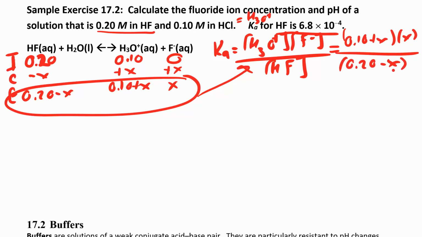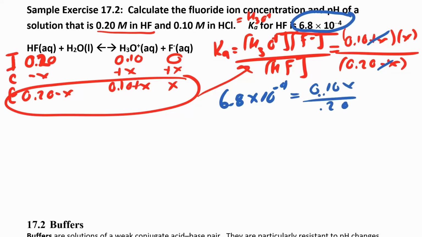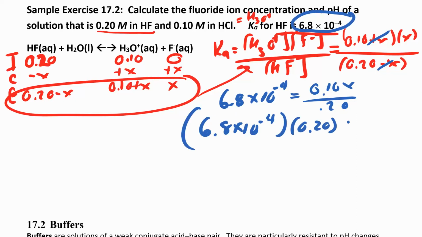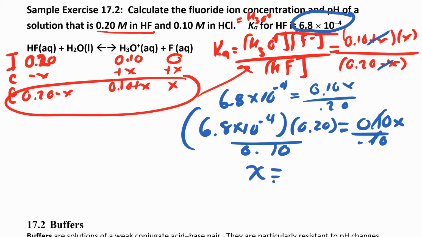over 0.2 minus x. And then just like we did last time, we're looking at this Ka, and we're saying that's small. Let's get rid of the plus x and the minus x. So we end up with 6.8 times 10 to the negative 4 is equal to 0.1 x over 0.2. And then we can multiply that through. Times 0.2 equals 0.1 x, and then divide by 0.1, and you get x is equal to about 1.36 or 1.4 times 10 to the negative 3 molar.